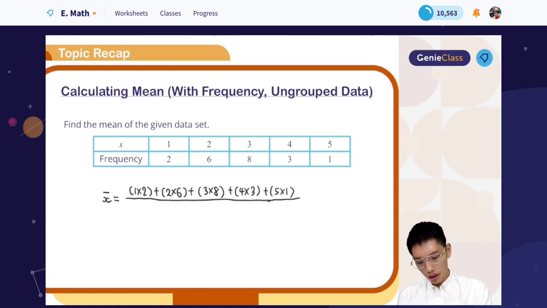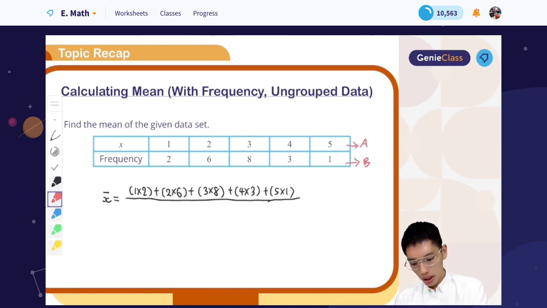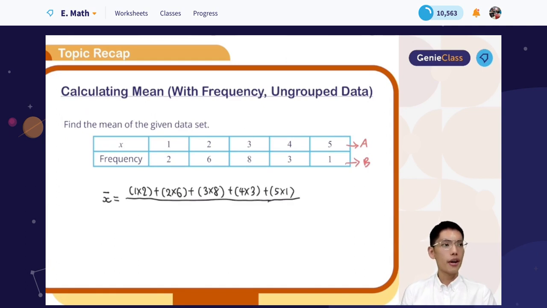Okay, now at the bottom, what do we sum? Take note. Let me label for you. I call this whole row A, I call this whole row B. For the bottom, do I sum the whole row A or whole row B? Write down your responses, A or B. Very simple. What do we sum? Do we sum the whole row A or sum the whole row B?